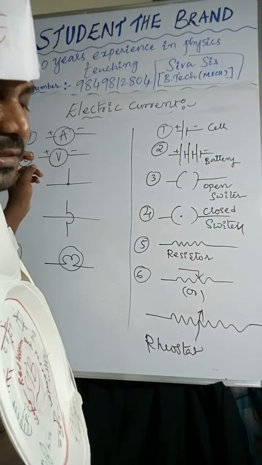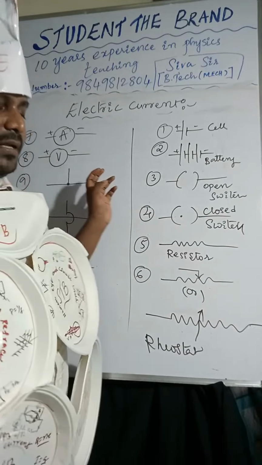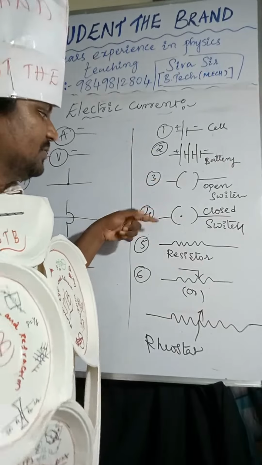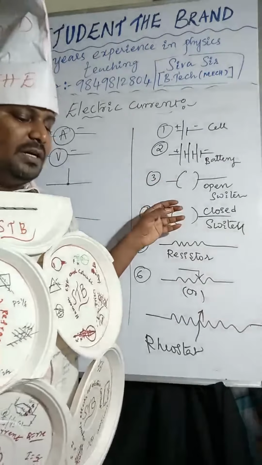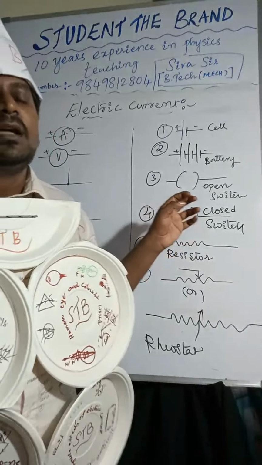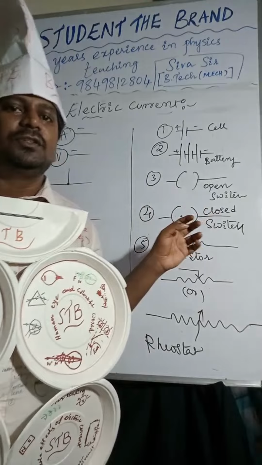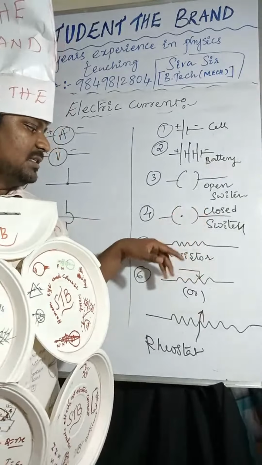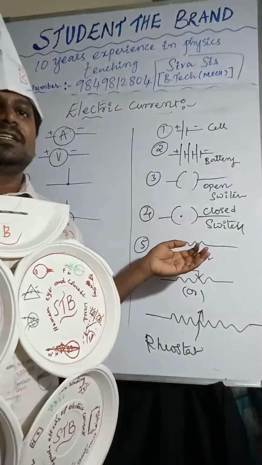Electrical appliances: cell, battery, open switch, closed switch, resistor. A resistor is a device which is used to oppose the electric current in the circuit. So that is about the resistor. The SI unit of resistance is ohm.